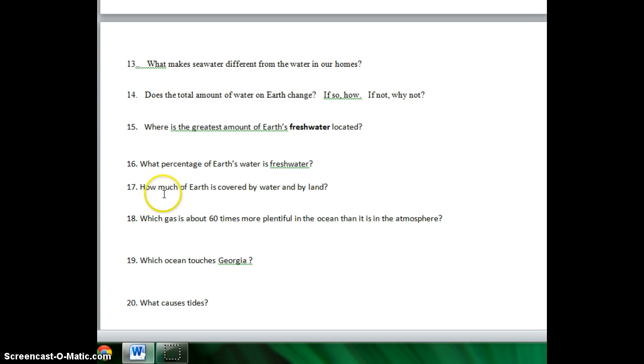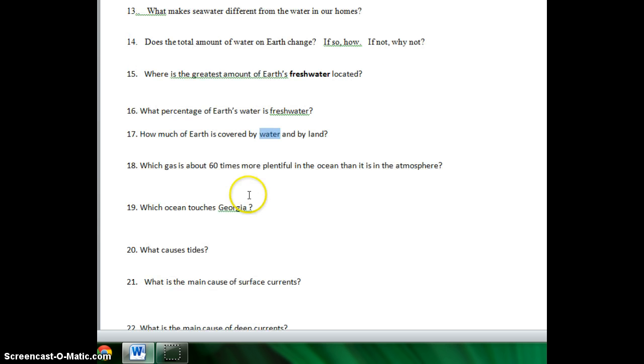Number 17, how much of Earth is covered by water and by land? About 3/4, or about 70% is water, and about 30% is land. So about 3/4 is water, about 1/4 is land.